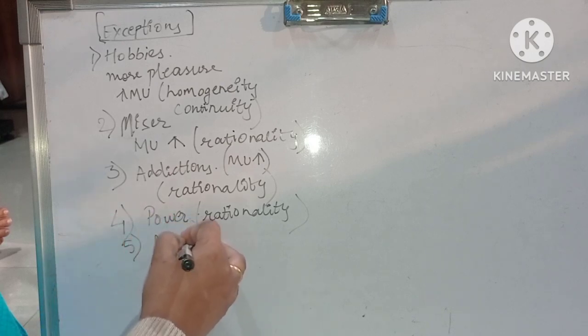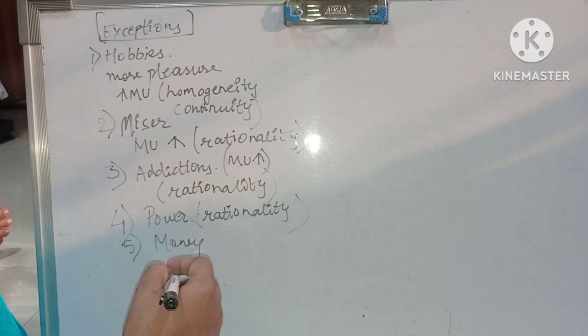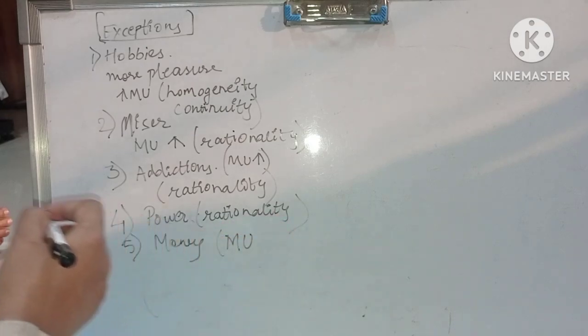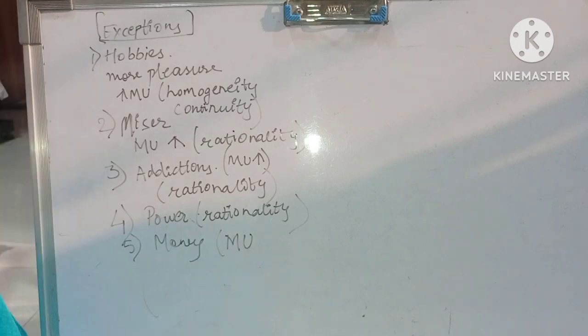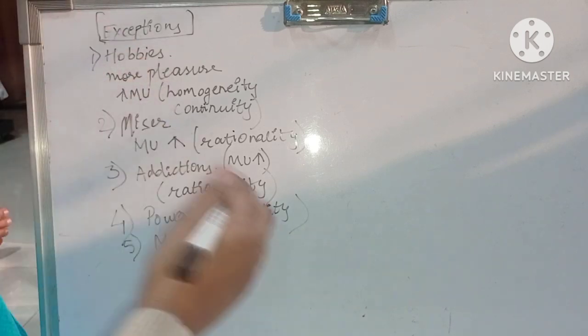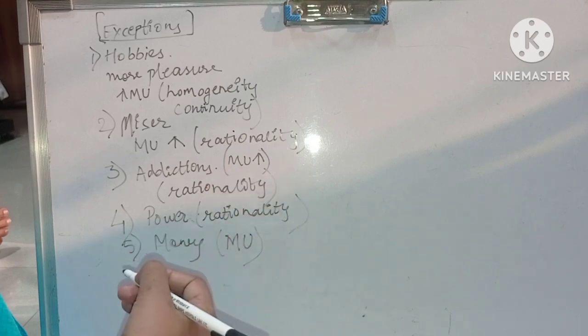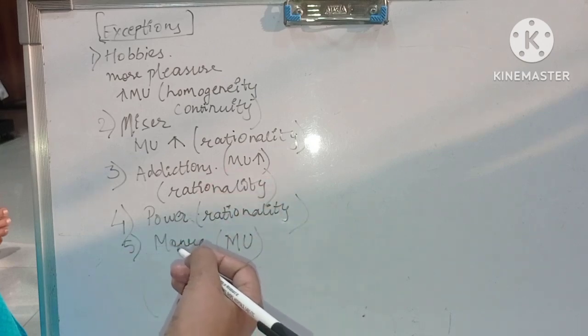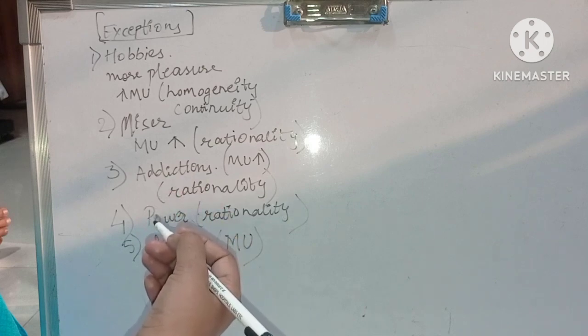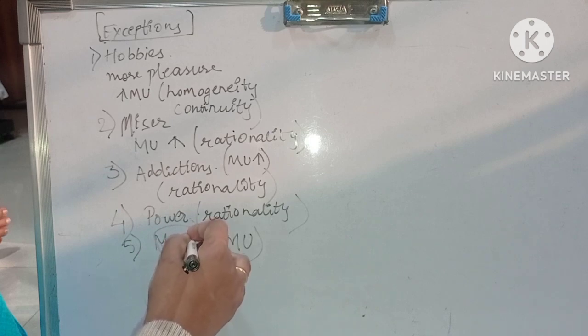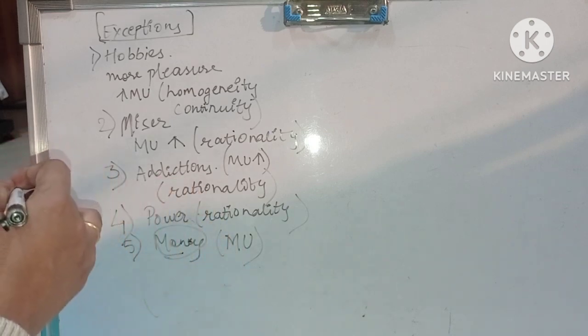The last one is money. The MU of money never becomes zero. Just remember that. It increases with stock. Once you have more and more money, obviously you will want to have more of it, and your marginal utility will go on increasing. It will never diminish, because marginal utility states that with each additional unit it goes on decreasing. But for money, that is not the case, because it is a medium of exchange, the only thing with which you can buy things.